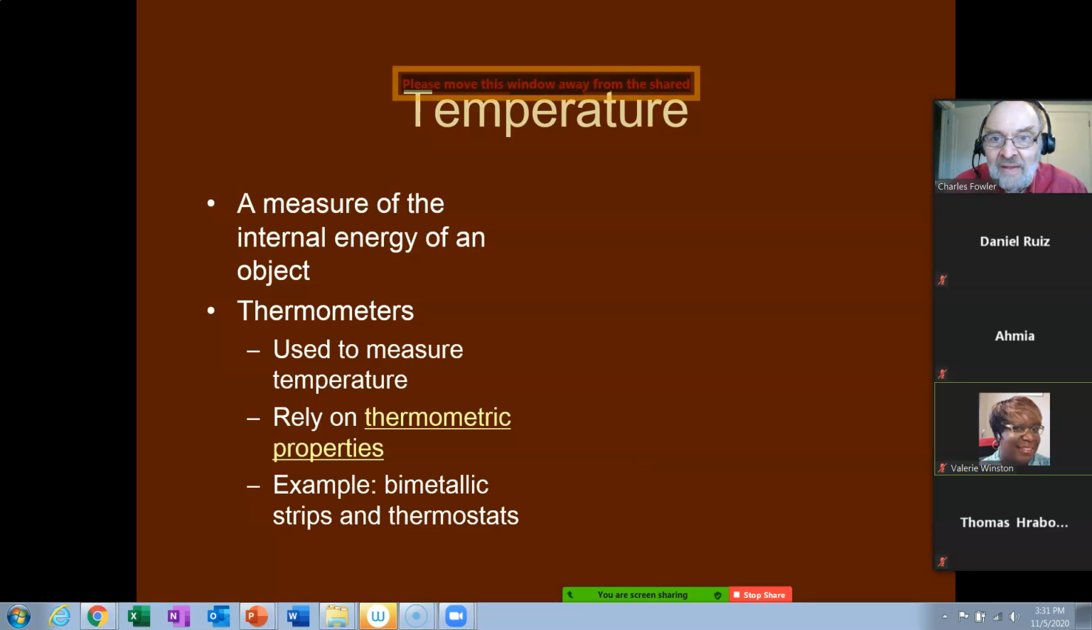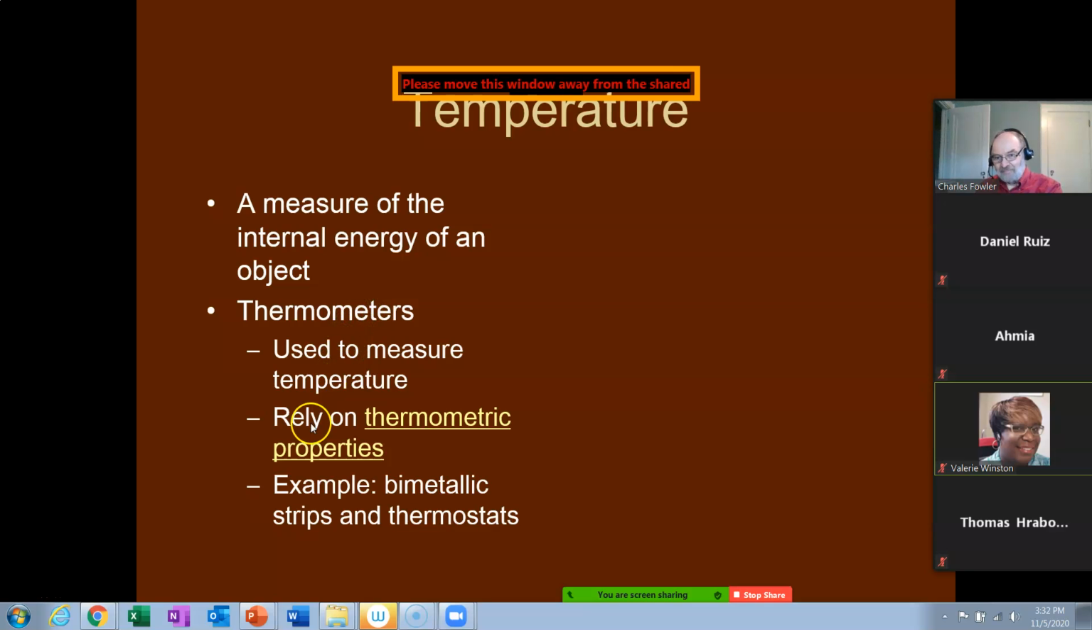Okay. What is temperature? It's a measure of the internal energy of an object, specifically, the average kinetic energy of that object. That's the internal energy we're talking about. Now, how do we measure temperature? We use devices called thermometers. If you look at the word thermo, it basically means heat or temperature. Meter is to measure. Thermometers are objects used to measure temperature.